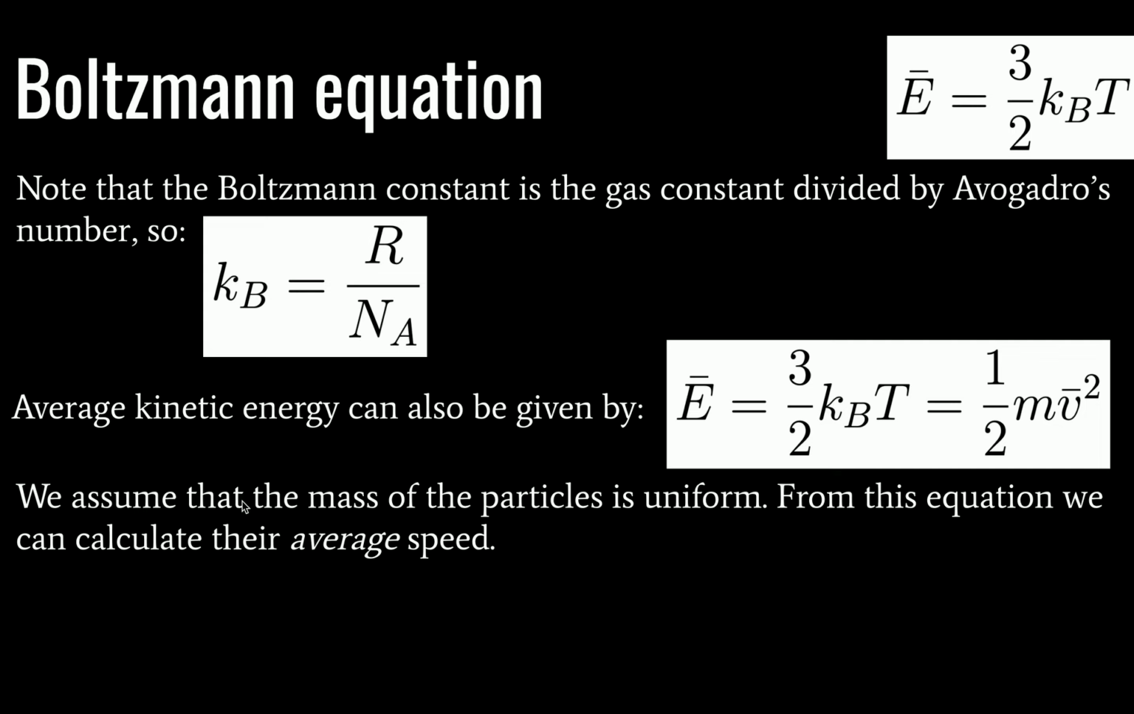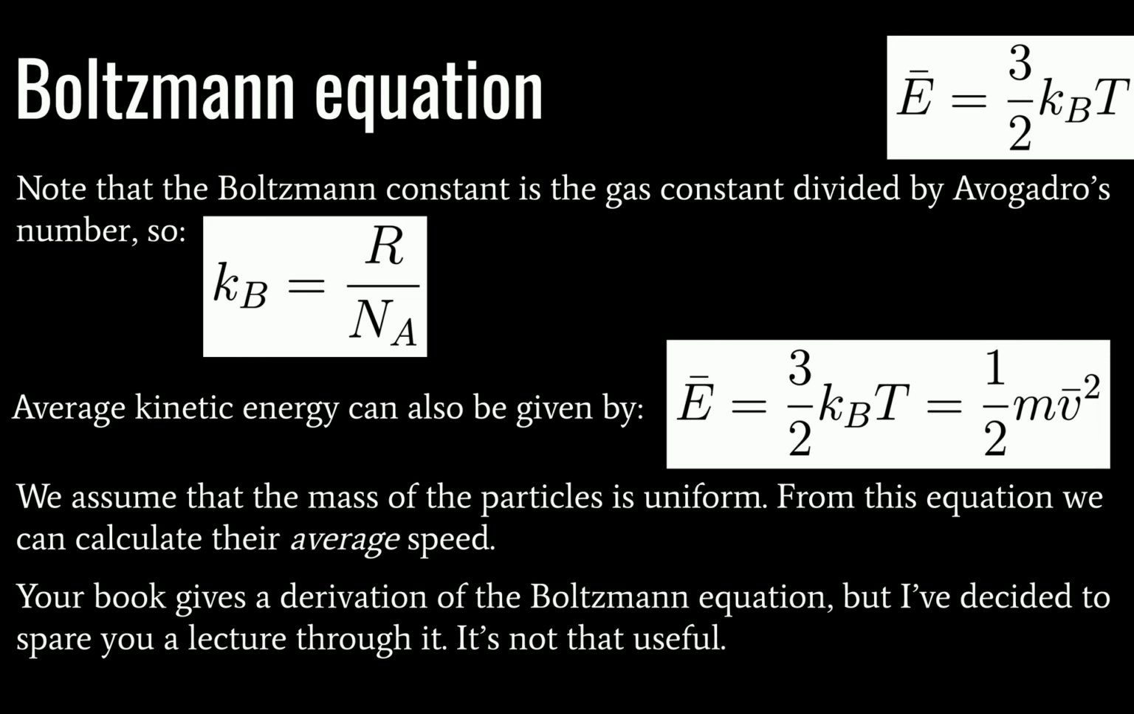We can assume, or should assume, that the mass of our particles is uniform. Remember, we're talking here about an ideal gas, and this is one of the conditions, as you will recall from lesson 1. So we assume that our particles are uniform. So from this calculation, we can calculate their average speed. So we have average kinetic energy, and it makes sense then that we would need an average velocity on this side of the equation. Your book gives a pretty relatively complete derivation of the Boltzmann equation, but I've decided to spare you a lecture through that derivation. It's not that useful for IB physics, but if you're interested, definitely check it out. You just need to know how to use these equations algebraically.